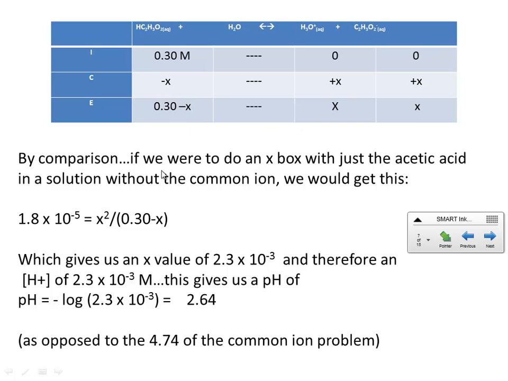Okay. We can solve this for our X value, we can solve this for our pH, and get a pH of 2.64. This is what the pH would have been if we didn't have that common ion put into the system. Okay? Remember before we had a pH of 4.74, which means that by adding in that common ion, we've decreased the dissolution of the acetic acid.